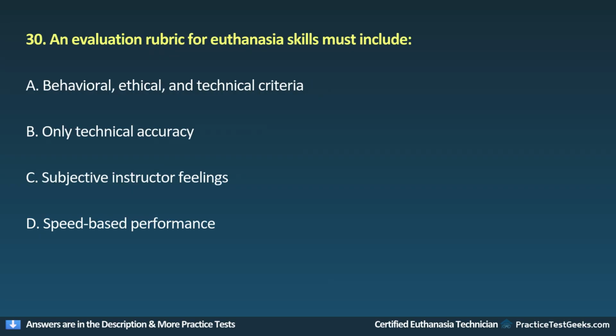30. An evaluation rubric for euthanasia skills must include A. Behavioral, ethical, and technical criteria. B. Only technical accuracy. C. Subjective instructor feelings. D. Speed-based performance.